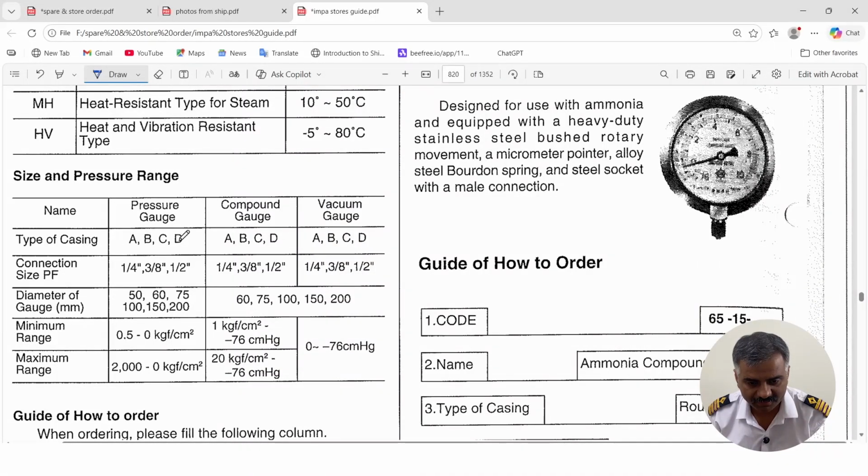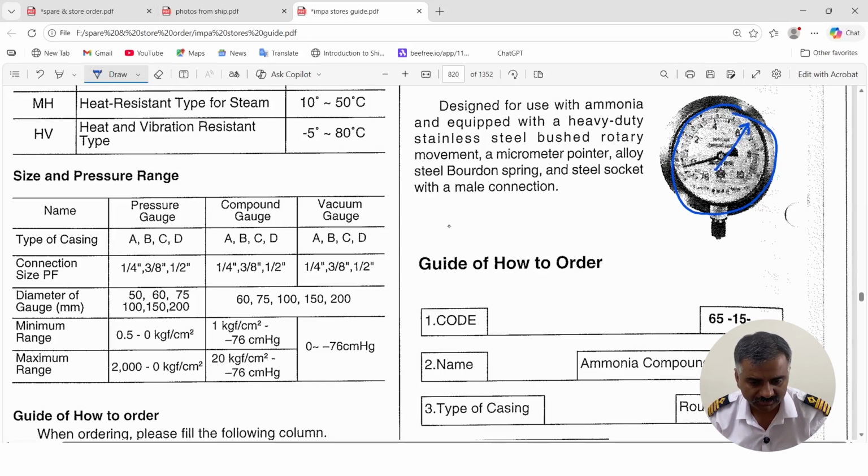Type of casing is A, B, C, D. Compound gauge, pressure gauge, vacuum gauge all have the same types of casings. Connections are important here, whether it is 1 by 4 inches, 3 by 8 inches or half inches, whichever is the connection that fits the place. Diameter of the gauge, either it is 50 mm, 60 mm, 75 mm, 100 mm, 150, 200, whichever diameter of the gauge is required. By diameter I mean the diameter of the indicator dial of the gauge.